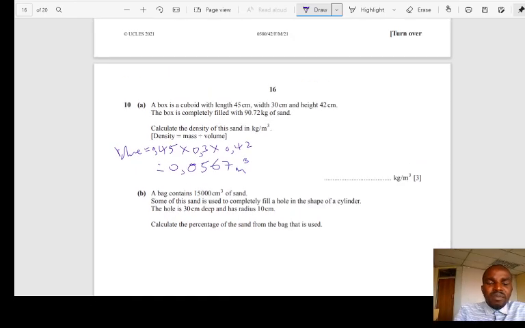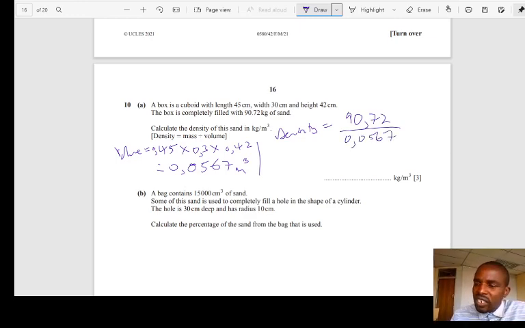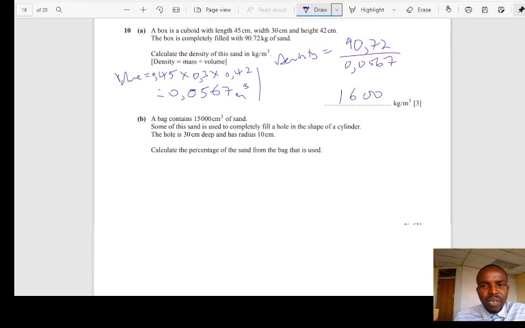So our density will be mass over volume. So density, mass, which is 90.72 kg over volume, 0.0567. So 90.72 divided by this one, you get 1,600 right away, kgs per cubic meter.